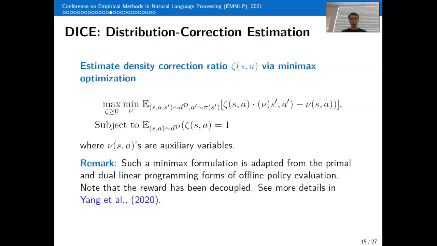Such a minimax formulation is adapted from the primal and dual linear programming forms of off-policy evaluation. Note that the reward has been decoupled. If you want to know more detail about this minimax formulation and how to solve it, please refer to the original DICE paper.